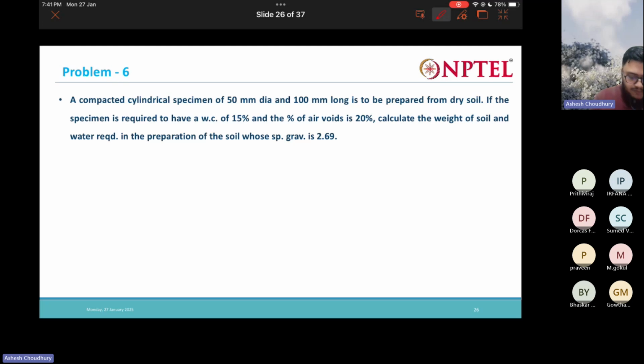Okay, so try to find, first of all, you tell me what is the volume of the soil sample. Tell me one by one. Let us go step by step. What is the volume of the soil sample?